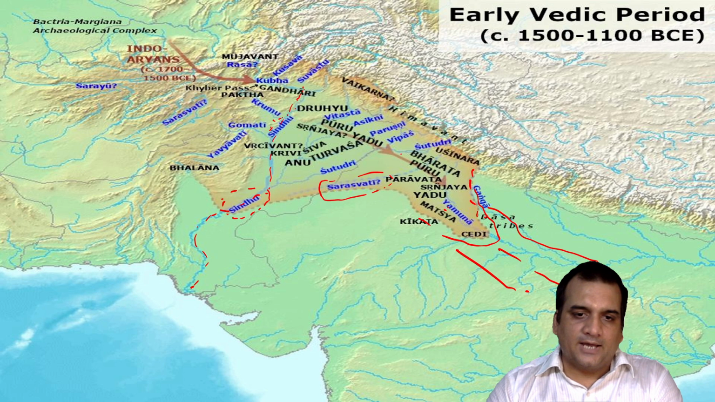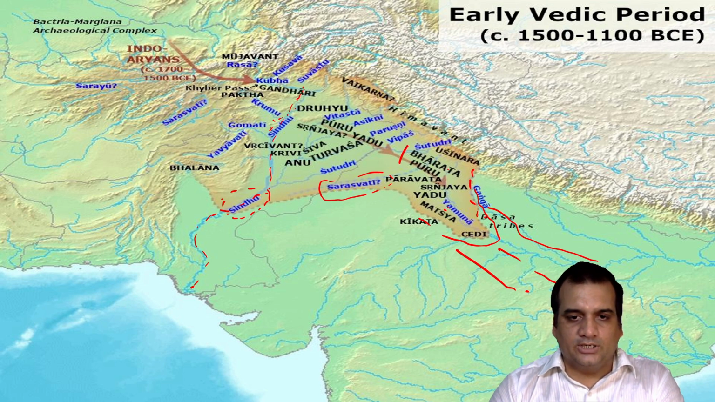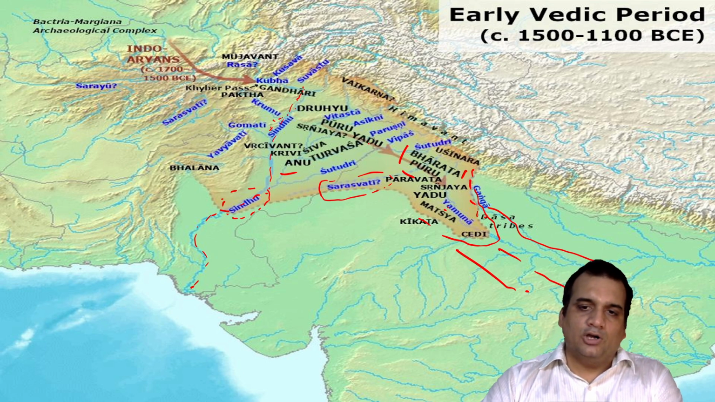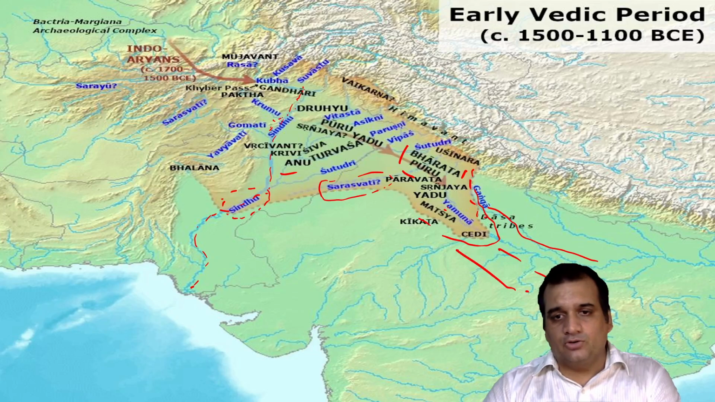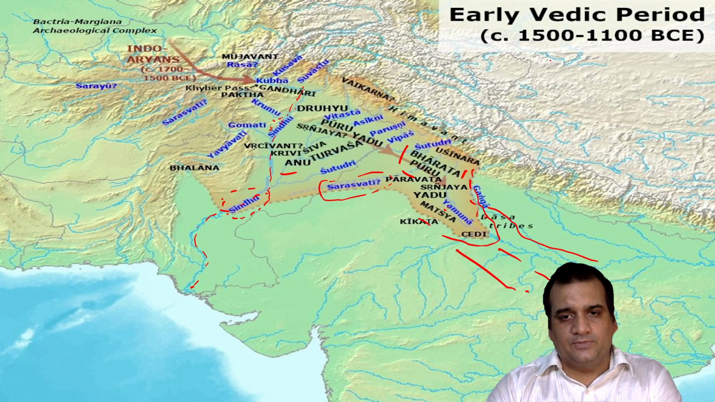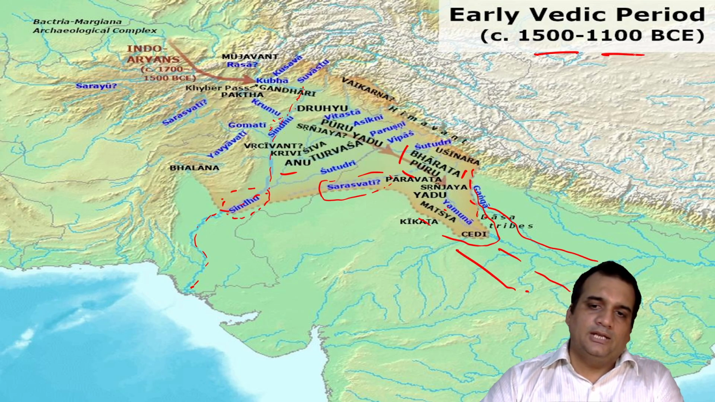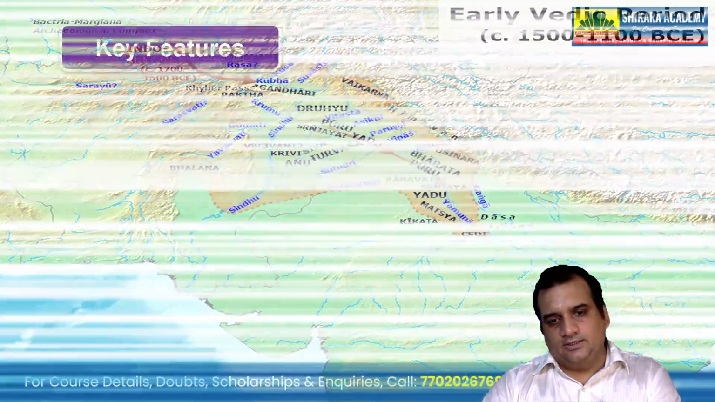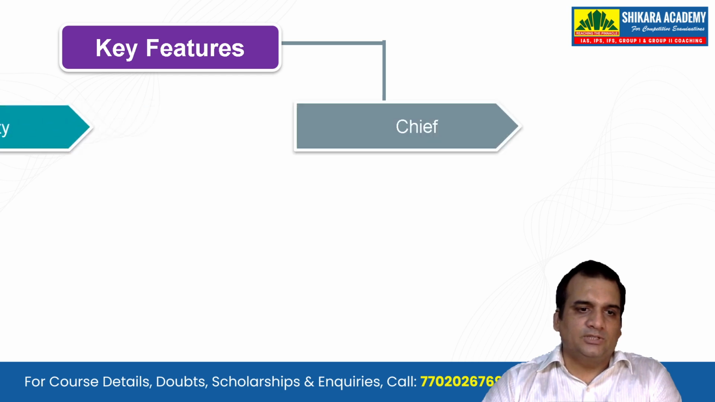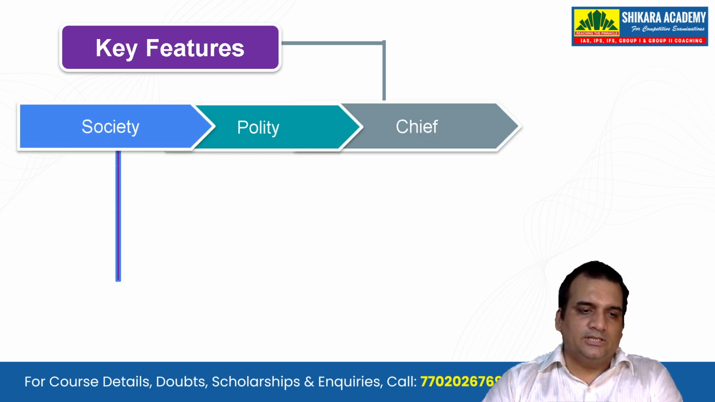You see Bharata is mentioned here, one of the important tribes at that time. Puru is mentioned here. Then you have the Anu, you have the Shiva, you have the Yadu. So all these are mentioned here, and forget not, this is from the time period of 1500 to 1100 or 1000 BCE, okay. Now let's see some of the key features. What were the key features?